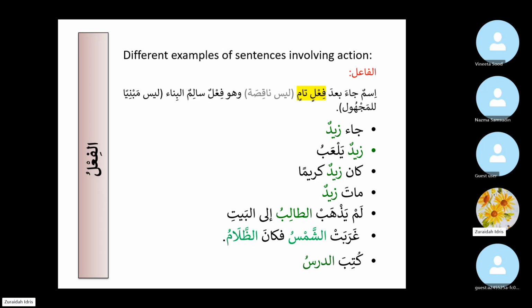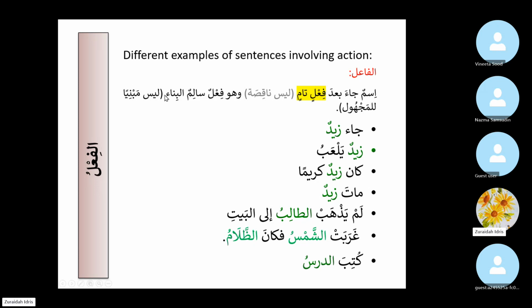Ad-darasu is the lesson. But he wrote a lesson. Yes, that's right. Or the lesson was written, because it's passive. So ad-darasu will be naibul fa'il. Yes, exactly. Alhamdulillah.